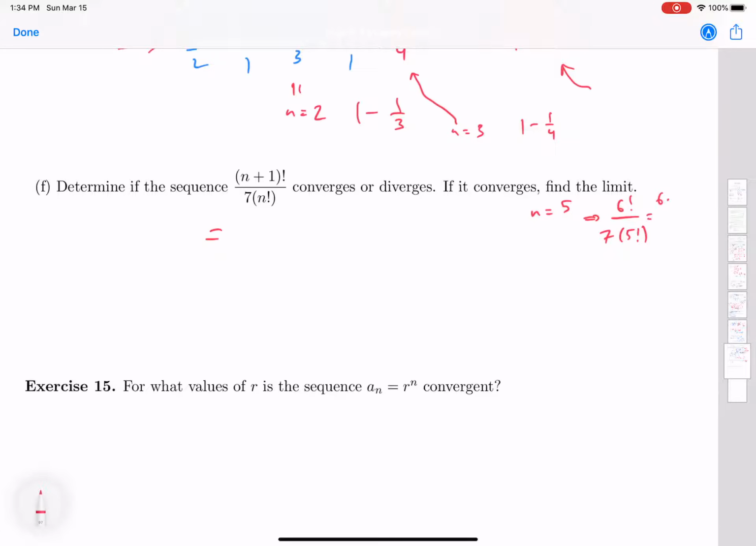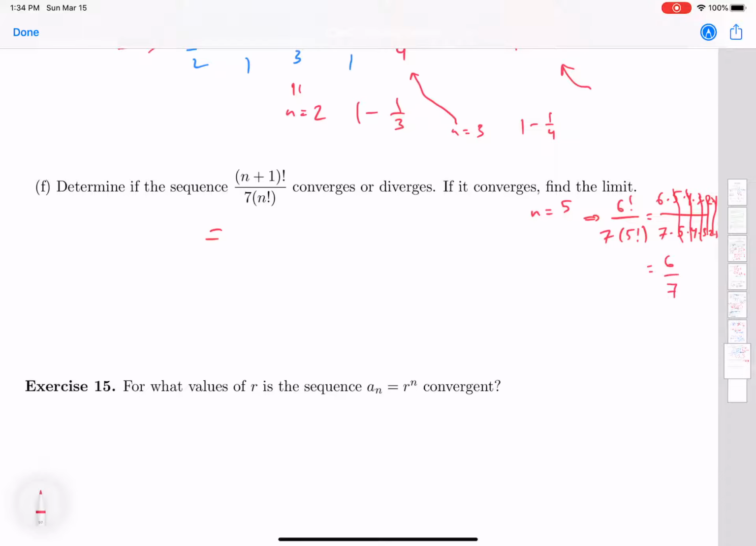6 factorial, of course, is 6 times 5 times 4 times 3 times 2 times 1, over 7 times 5 factorial, which is 5 times 4 times 3 times 2 times 1. And you notice that the 5, the 4, the 3, the 2, and the 1 all cancel out. And I'm left with just, in this case, a 6 over 7.